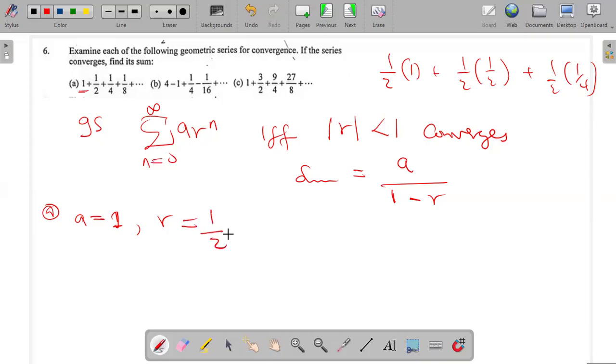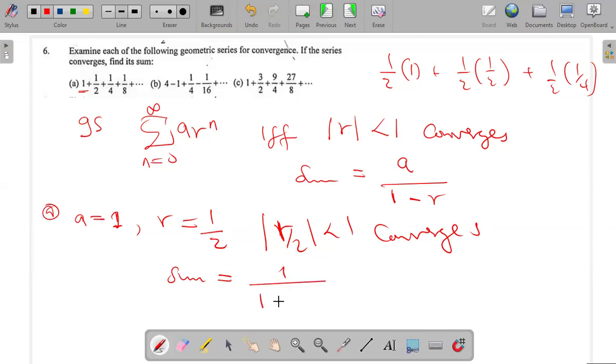So the common ratio is half for this one. Now I take the absolute value of half, which is the common ratio. This is less than 1, meaning the series does converge. After converging, I can find the sum. The sum is the first term 1 over 1 minus the common ratio 1 over 2. Working this out, you get 1 divided by half, which is 2.